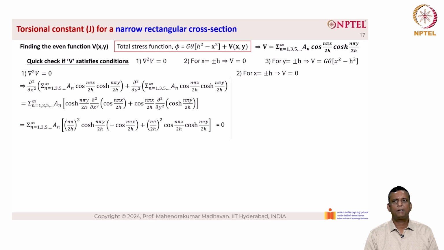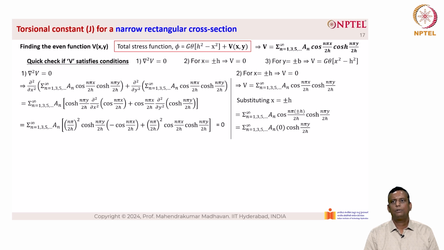So for x equal to plus or minus h, v equal to 0. v is given as this equation, sigma n equal to 1, 3, 5 up to infinity a_n cos(n pi x by 2h) into cosh(n pi y by 2h). So substituting x equal to plus or minus h, we have a_n into cos(n pi, plus or minus h by 2h) into cosh(n pi y by 2h). We know that cos of pi by 2 is basically 0. So when we substitute it, the first term becomes 0. Hence, for values of n equal to 1, 3 and 5, cos(n pi h by 2h) gives rise to the value of 0. So the second boundary condition is also satisfied.